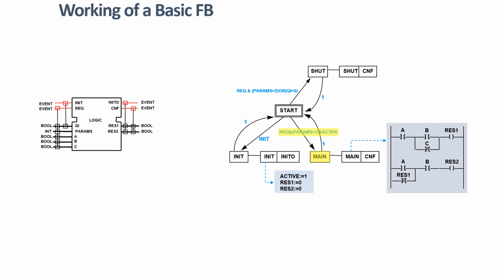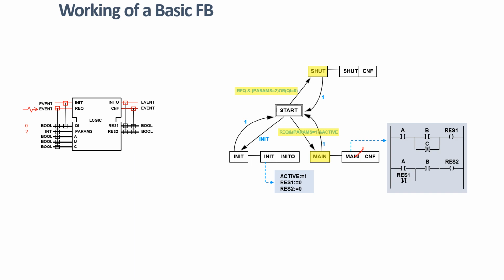So in the main state, there is an action that consists of the main algorithm written in ladder logic and a CNF output event. So the main algorithm makes one execution. It takes all the input variables and evaluates results, result 1 and result 2, two output variables, after which it emits the output event and makes these res1 and res2 values available outside the function block.